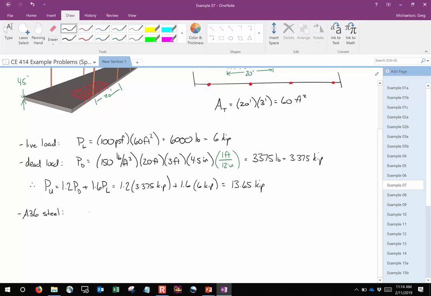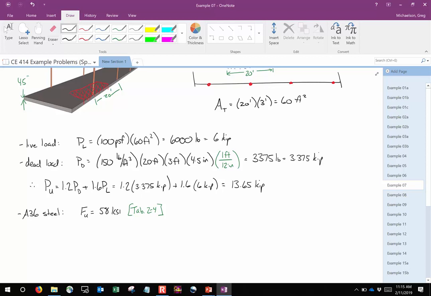We need FU. What is FU for a threaded rod made of A36 steel? 58 what? 58 KSI. And we got that where? Remember, bring your manual. We use it.